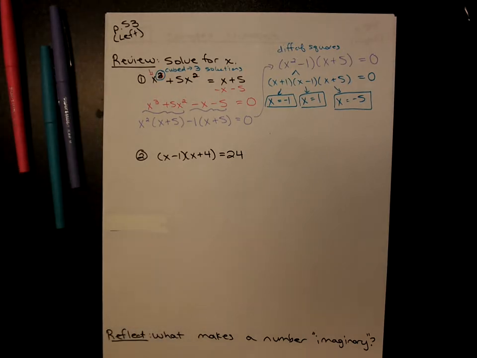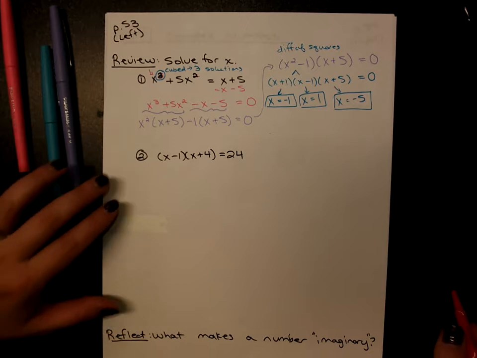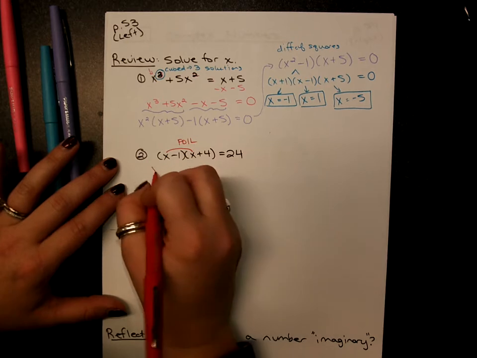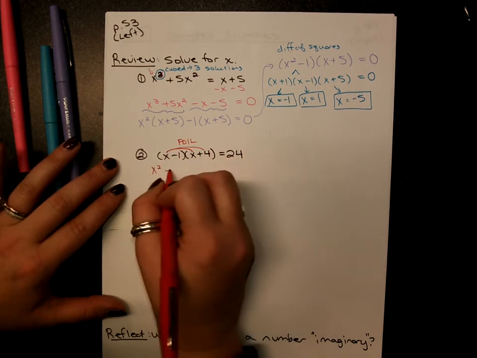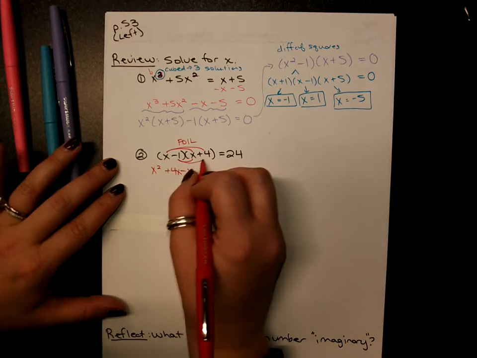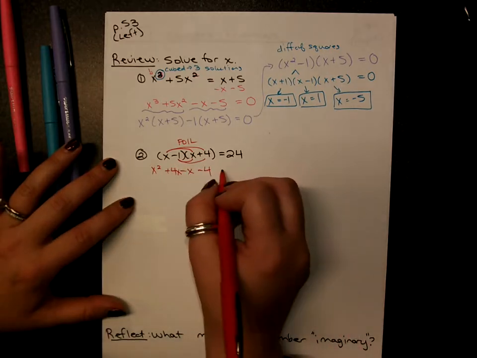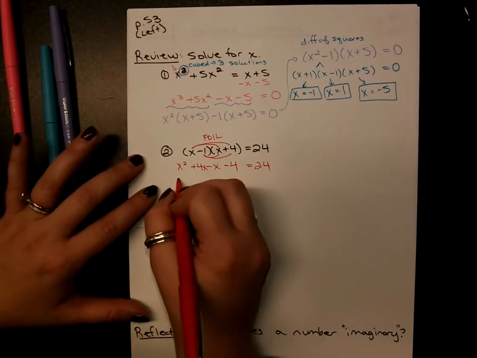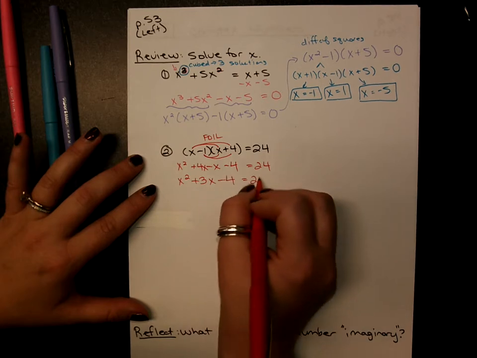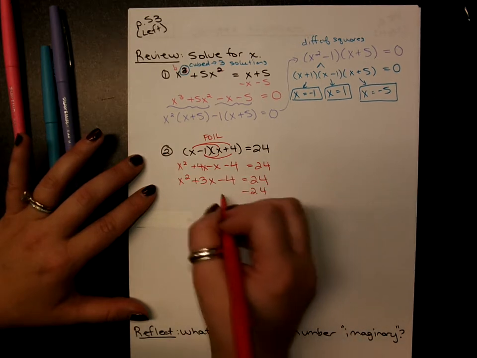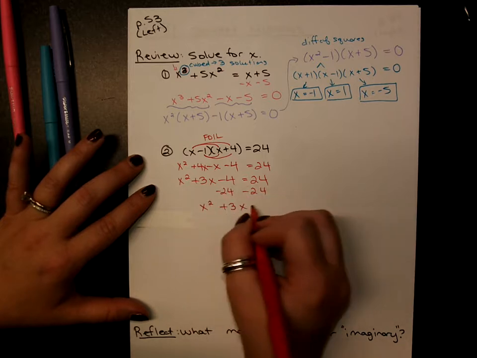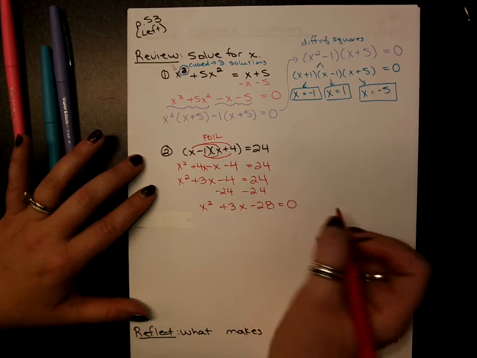On number 2, this is like the last couple examples we did in class on Wednesday. We're going to FOIL: x times x, x times 4, negative 1 times x, oops, forgot the x. And then negative 1 times positive 4 is negative 4 equals 24. That makes x squared plus 3x minus 4 equals 24. We're going to move that 24 to the other side. That's going to give us x squared plus 3x minus 28 equals 0.